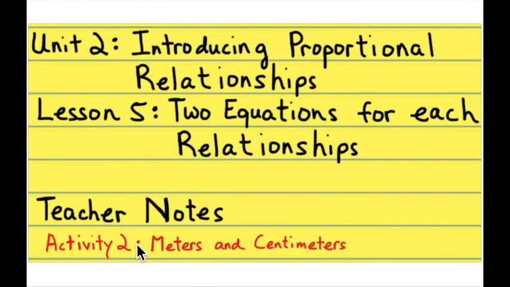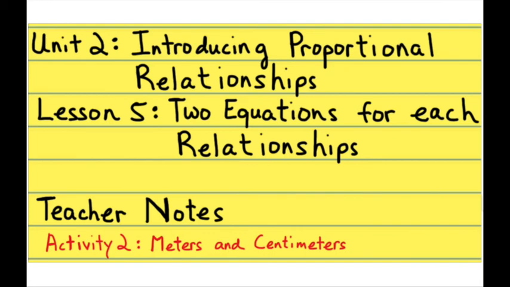This is activity 2 from lesson 5, 2 equations for each relationship. And so the 2 equations in this case, one equation is going from meters to centimeters, and the other equation is going from centimeters to meters. So we're going to look for these 2 equations in these activities in this lesson.